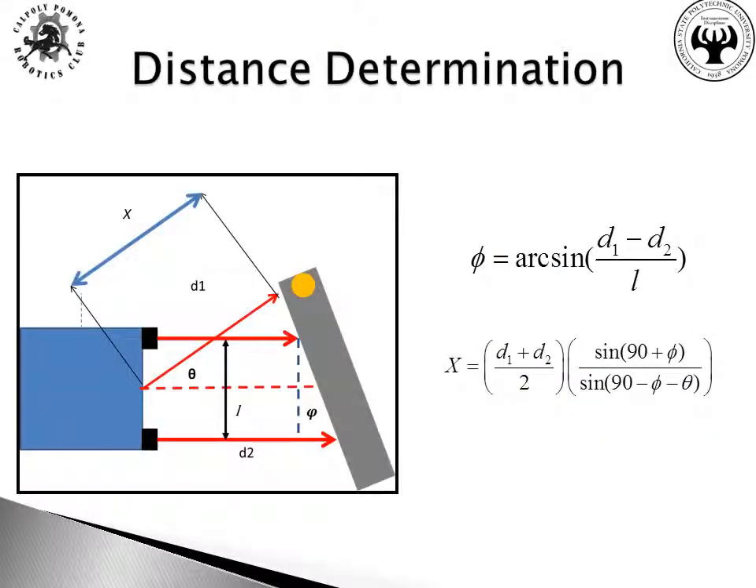To properly determine the distance to the target object, we must mathematically determine the relationship between the two distance values given to us by our IR sensors and the x distance which we want.